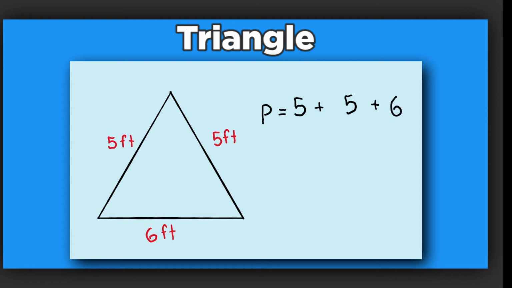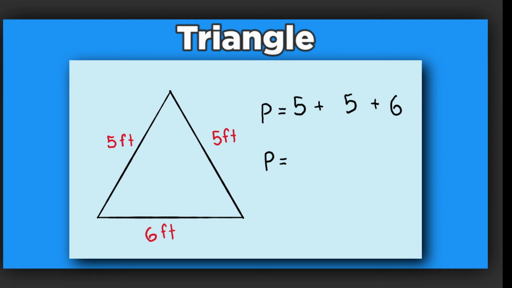Now we are going to add them. 5 plus 5 is 10. 10 plus 6 is 16. So the perimeter of this triangle is 16 feet.